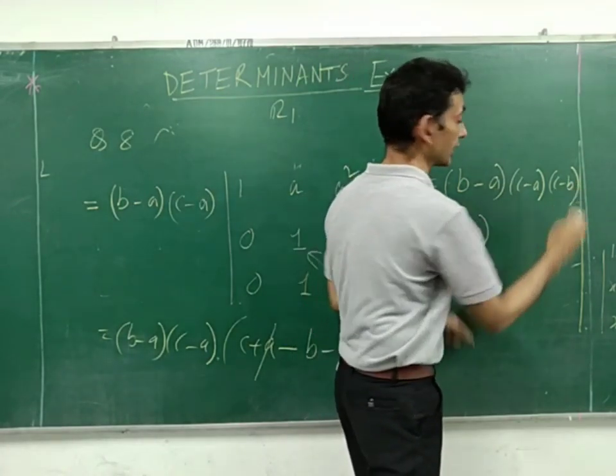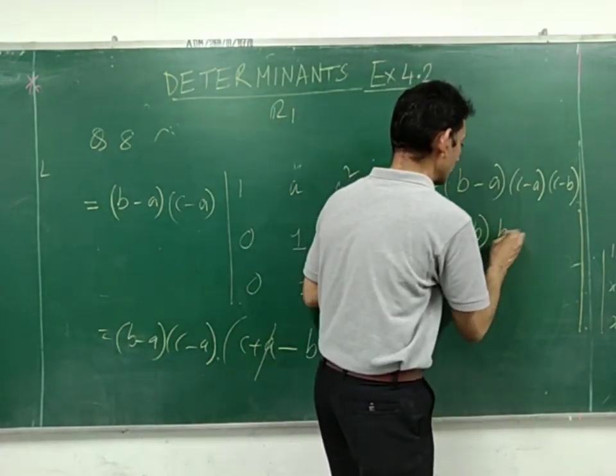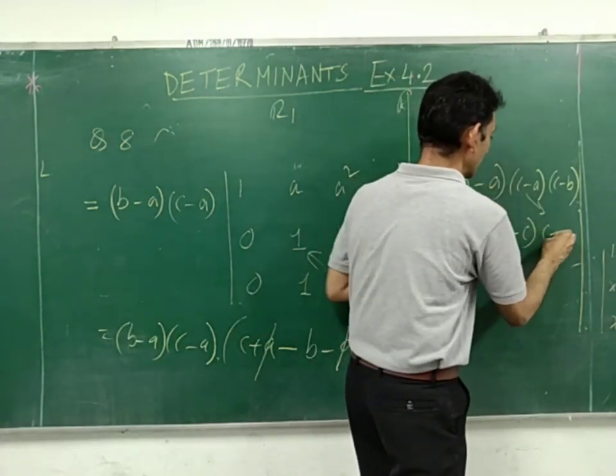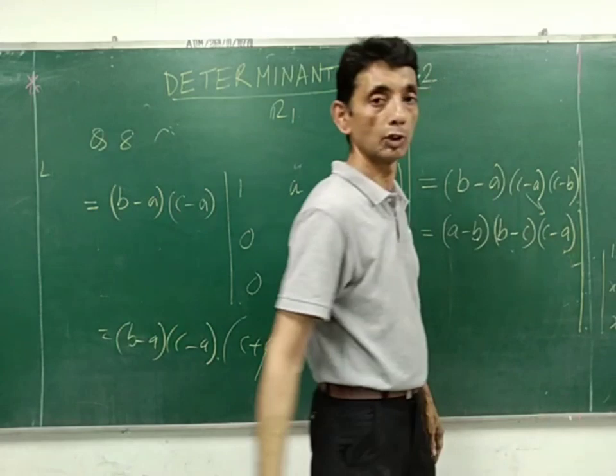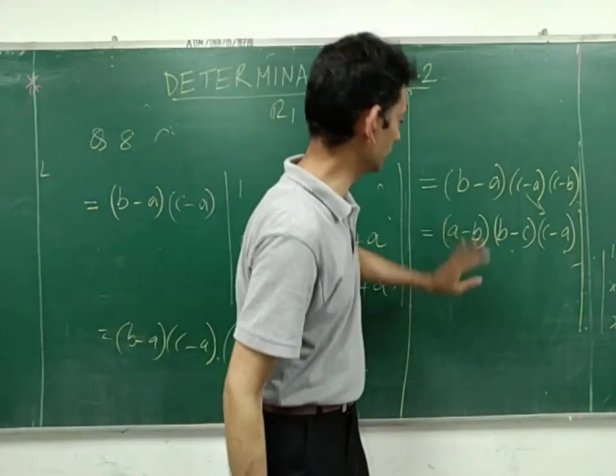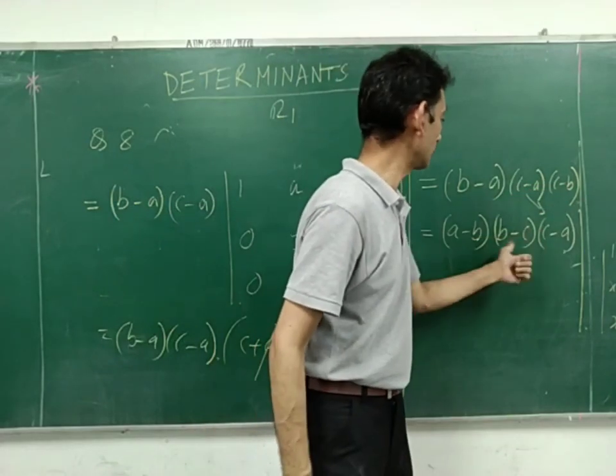But it is coming as C minus B. So we need to make B minus C. And then the last term is given, it's coming in the right form. Now the question is, can you do that? So B minus A, I have written A minus B. C minus B, I have written B minus C.